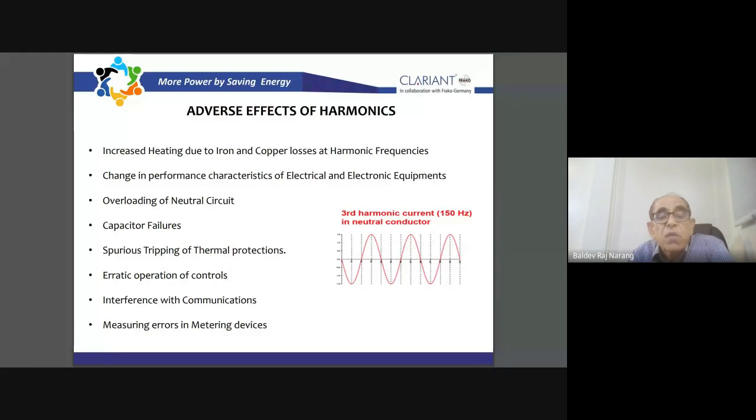These are the adverse impacts or effects of harmonics. Heating is there, because they are flowing along with the fundamental current, so they have their I square R losses. Then, all systems, all machinery, electrical and electronic equipment, are designed for the fundamental frequency, and these harmonic current frequencies are also flowing along with the fundamental. So the performance characteristics change. The equipment doesn't perform as per the design value. Then the neutral, as I said, the third harmonic, the zero sequence harmonics, overload the neutral.